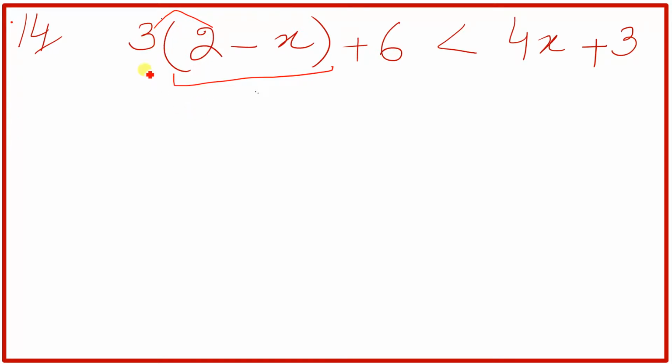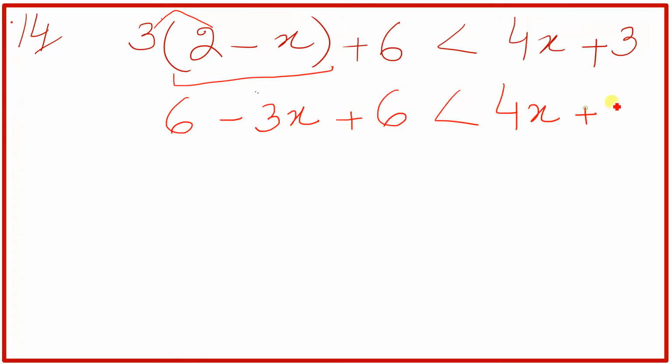First we will multiply 3 by 2, which gives 6, and then this negative sign, and then 3 multiplied by x, which is 3x. This is complete. There is no need to multiply 3 and 6 because these are two different terms, right? And positive 6 will remain the same. Then this is less than 4x plus 3.